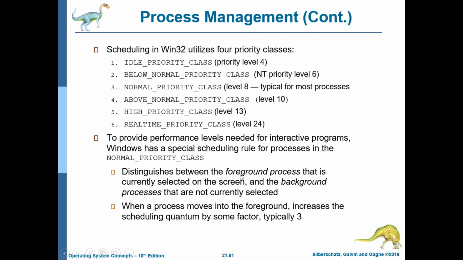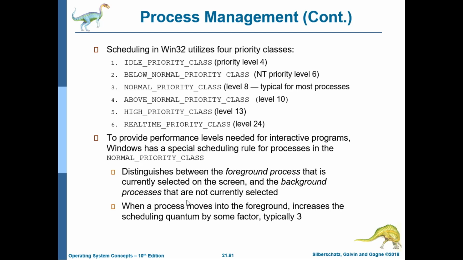Windows will give priority to the foreground process because it is where the user is currently using that software, while the other one, the Word document, is a background process. So it will not currently be selected. But of course, if I switch to Microsoft Word, Microsoft Word will be the foreground process.